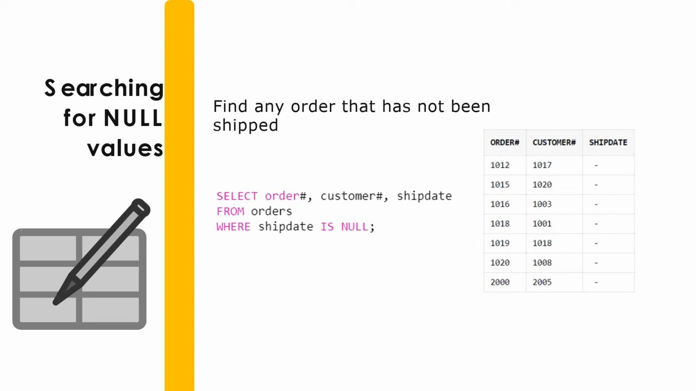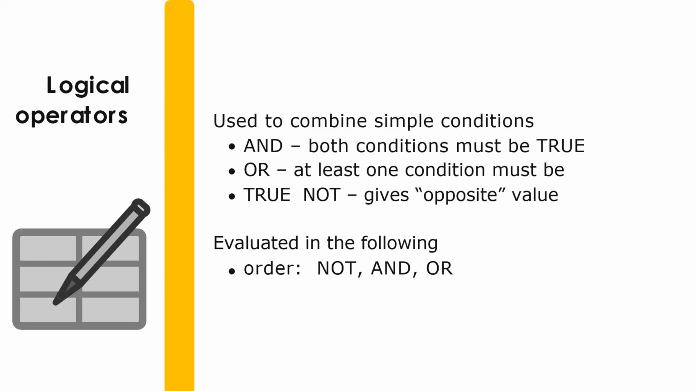To search for null values in our database tables, we just use the keyword IS NULL. On the contrary, if we would like to search for data that do not contain null values, we just make this IS NOT NULL. If we need to combine multiple simple conditions, we can use the following logical operators: AND, if we would like our conditions to be both true; OR, if we only need at least one condition to be true; and NOT, to give us the opposite value.